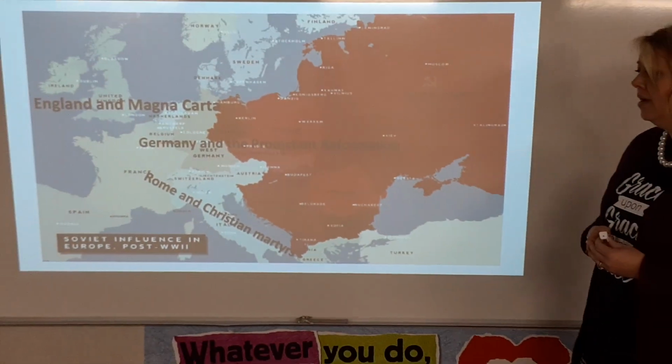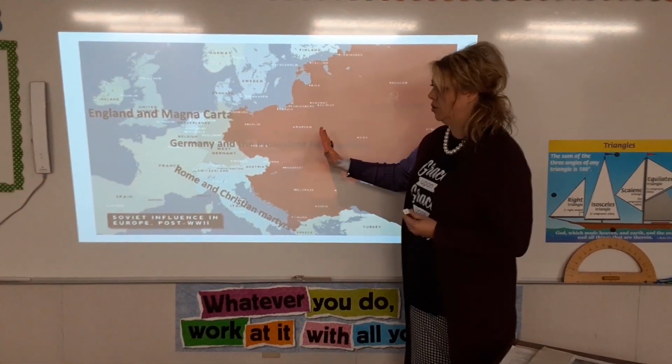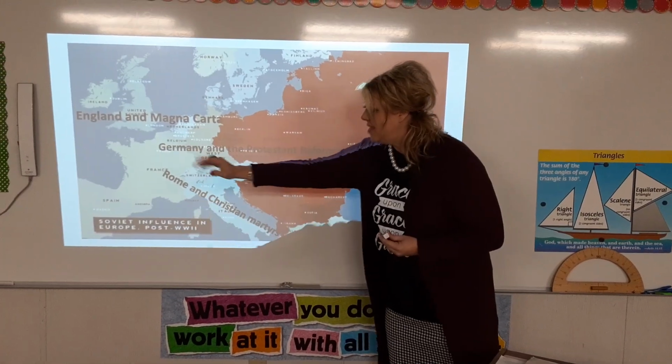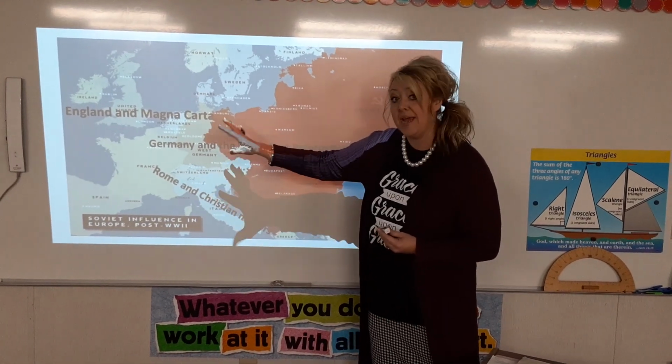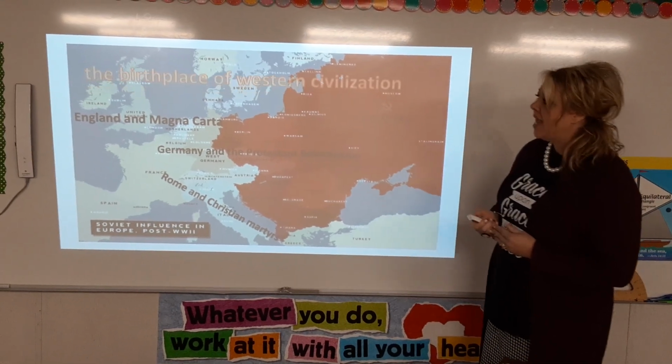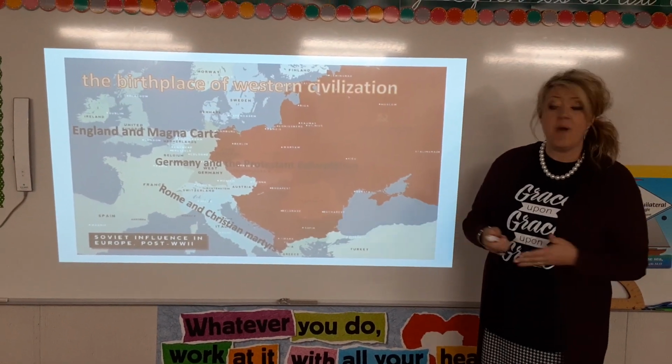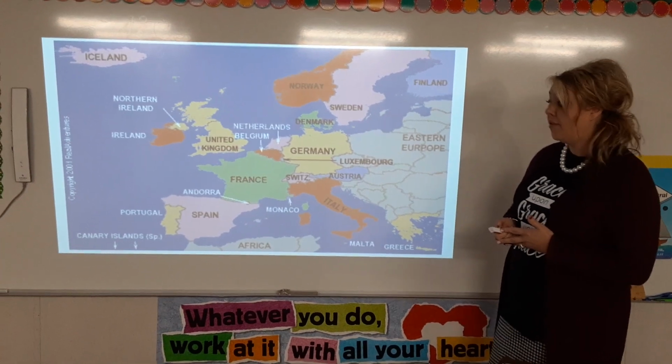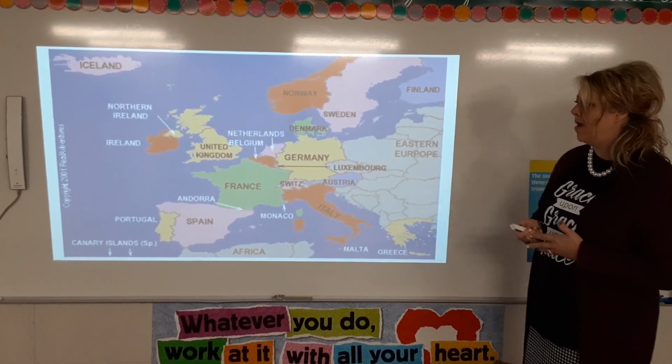Now, as you can see, Western Europe is located on this side, kind of in the grays and the beiges and the whites. This is Eastern Europe, and we'll talk about it later on. But it became known as the birthplace of Western civilization. Now, there are a lot of countries that make up Western Europe.